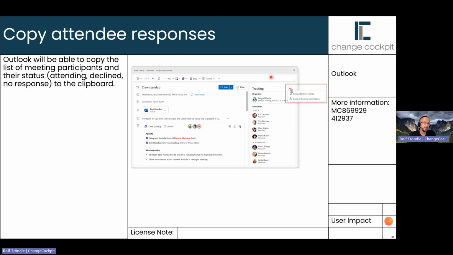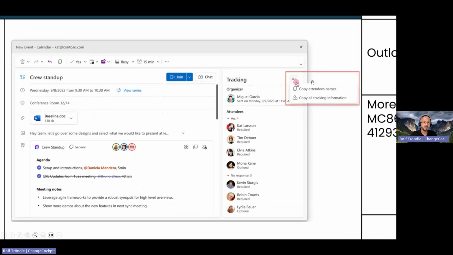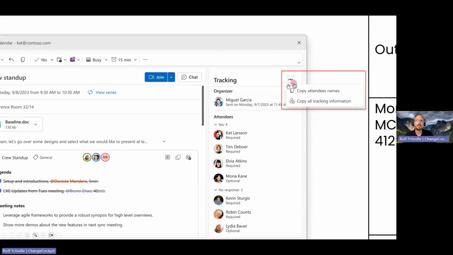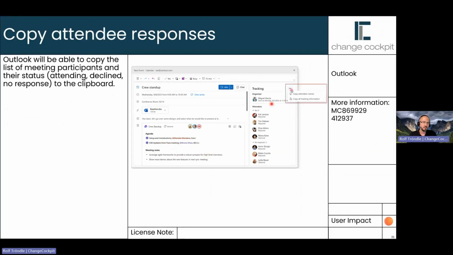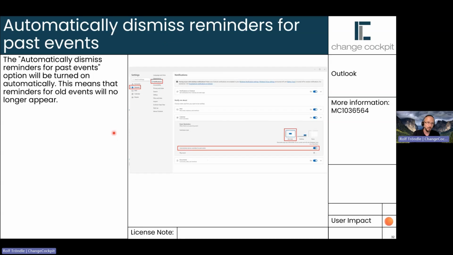If you send out an invitation to participants and you need to work on the attendees, perhaps you would like to have a list of all attendees who didn't reply yet or who declined it, just go into the invitation, click on the three-dot menu in tracking, copy attendee names or copy all tracking information, paste it somewhere else, and continue working on that information without doing it manually anymore. So it's easier to share or document the meeting attendance as well.